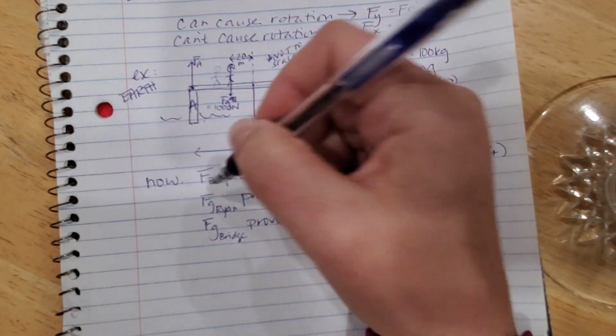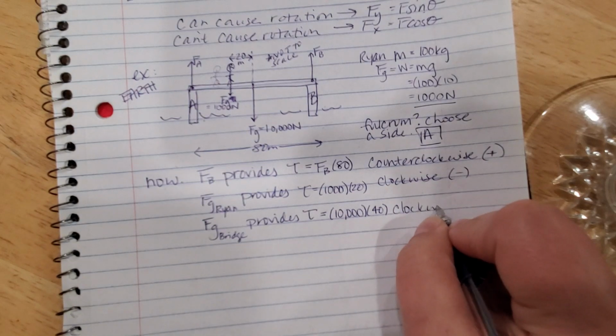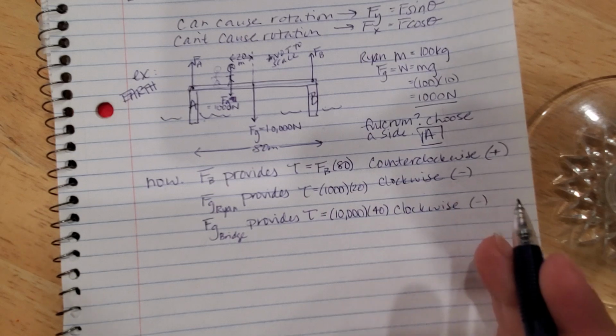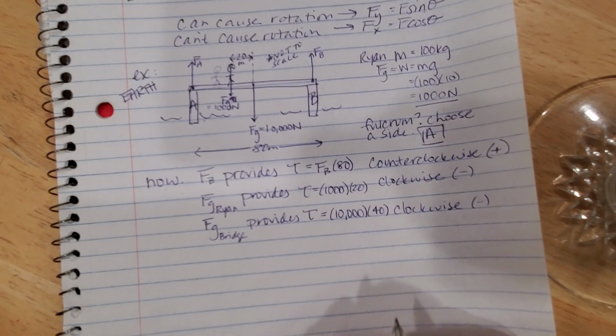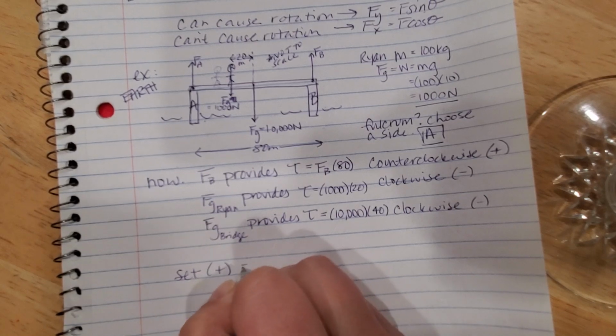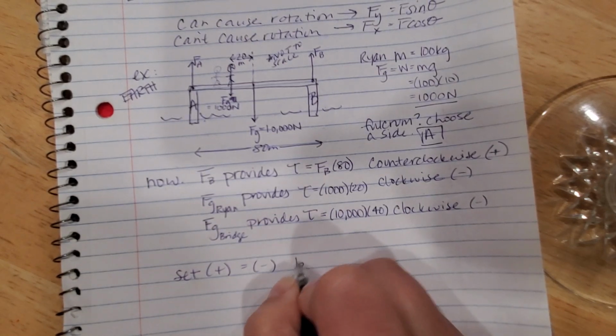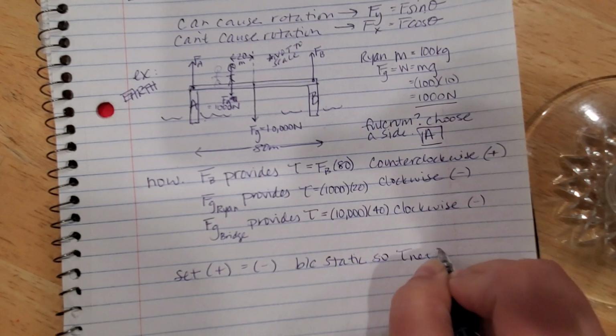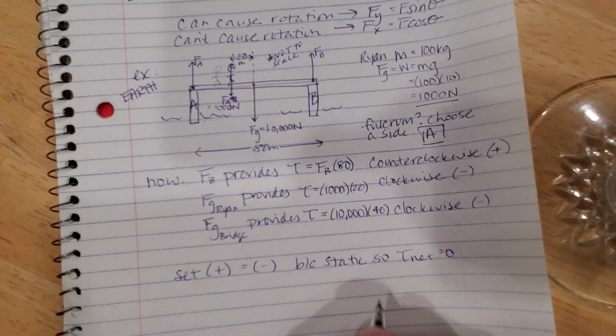And if it was allowed to rotate, it would rotate clockwise, and that would be negative. Those are all the forces that could cause rotation. Now we're just going to set them up in a way that makes it easy for us to see if it's static and to prove it mathematically. We'll set the positive equal to the negative because it's static, so the net torque is 0. So that's what we're looking at.